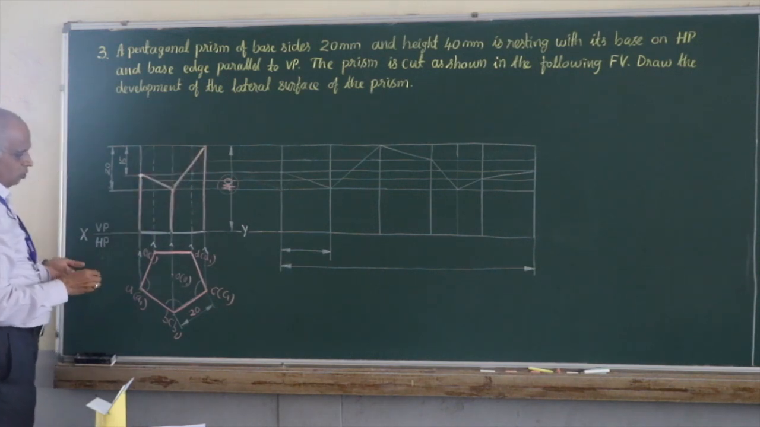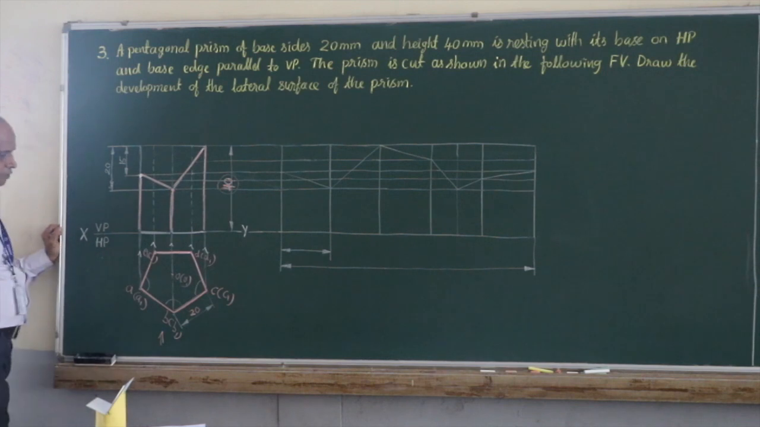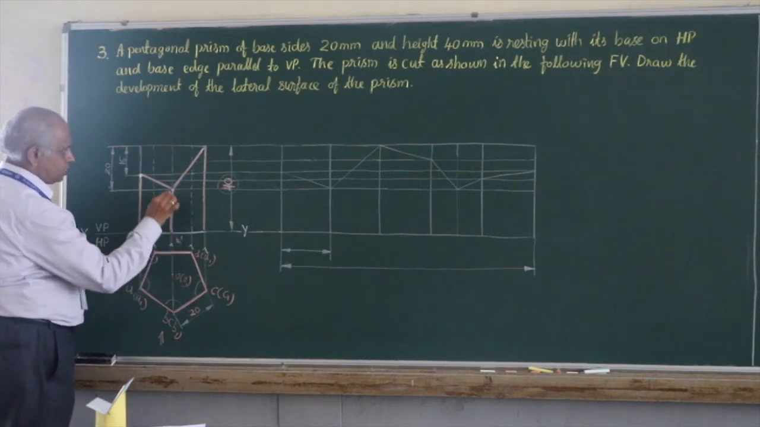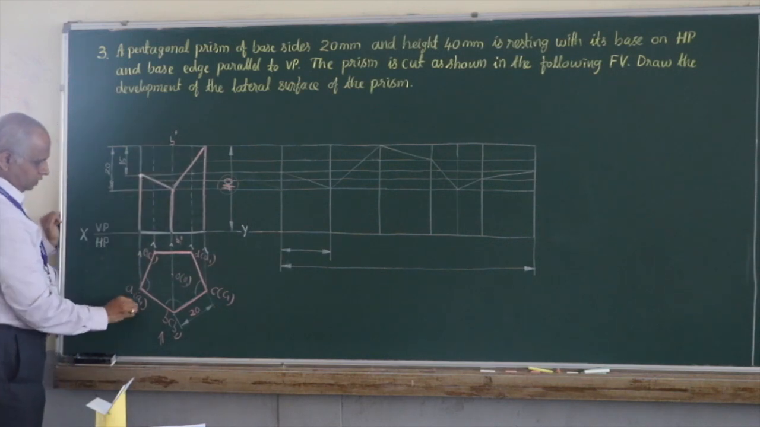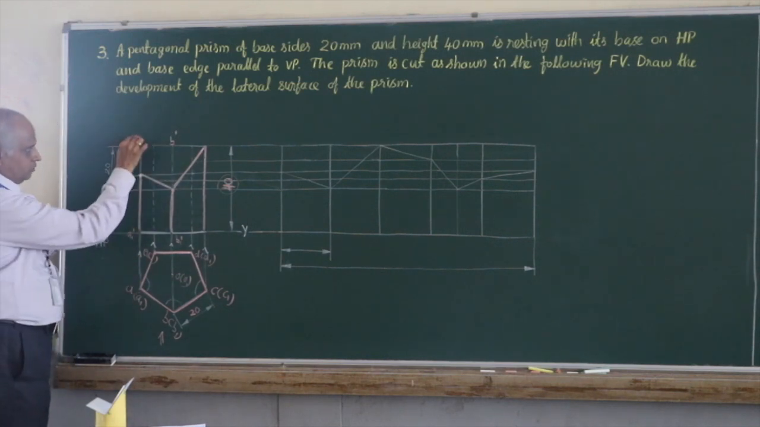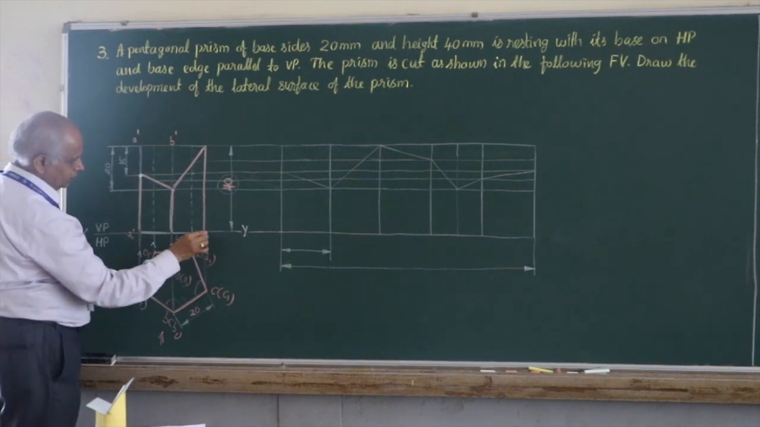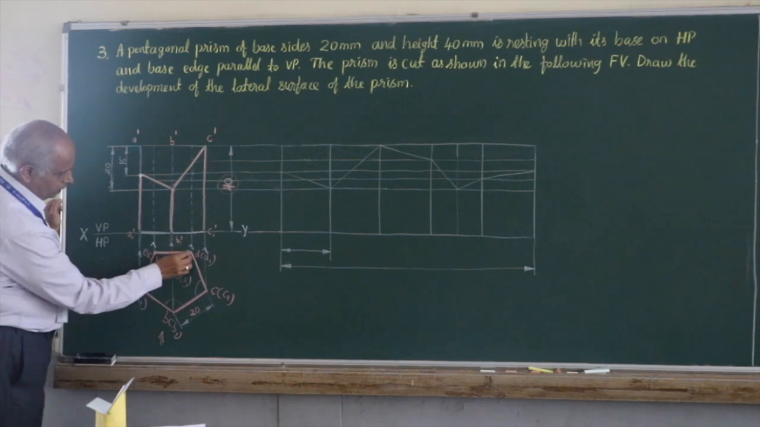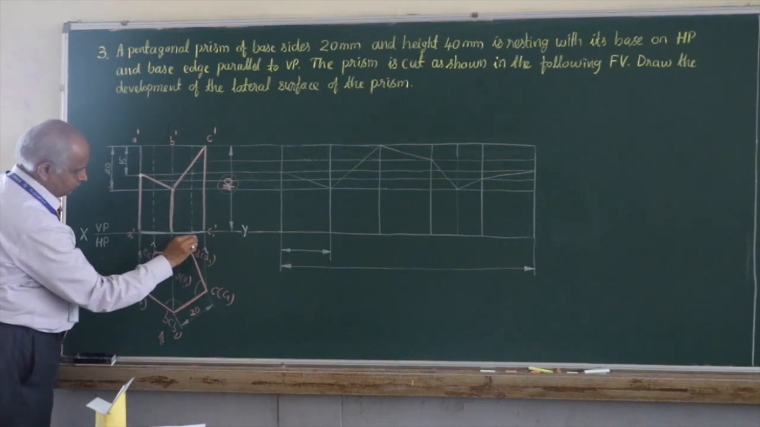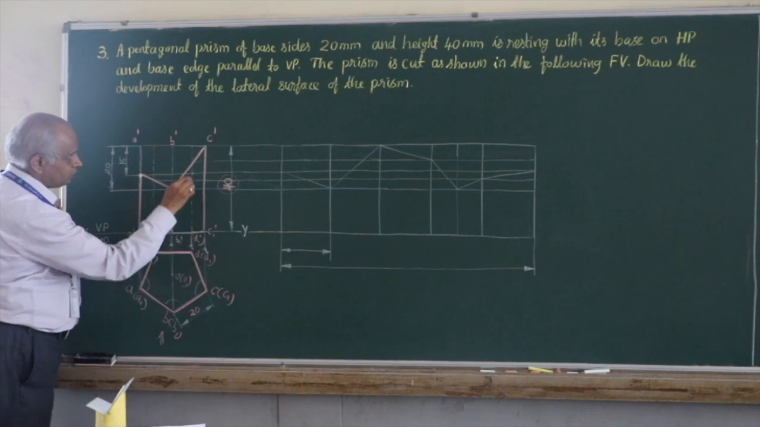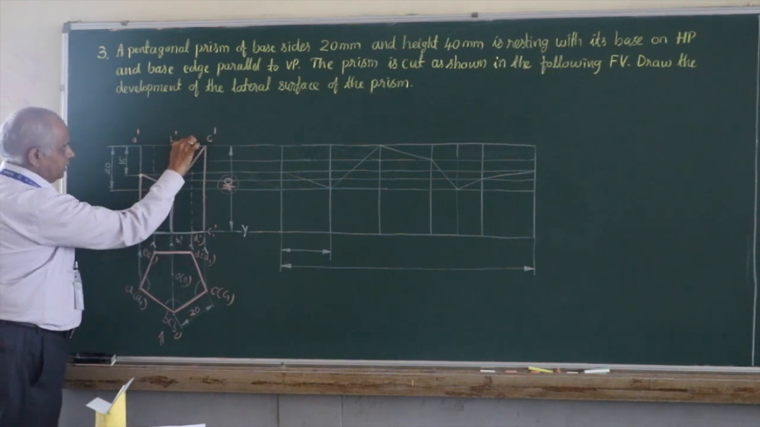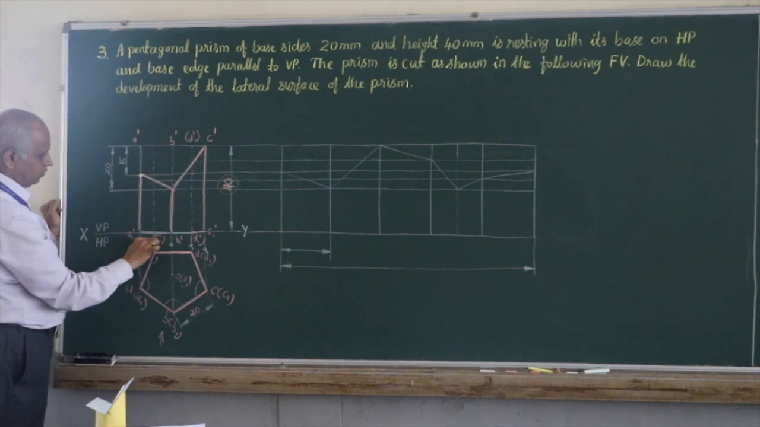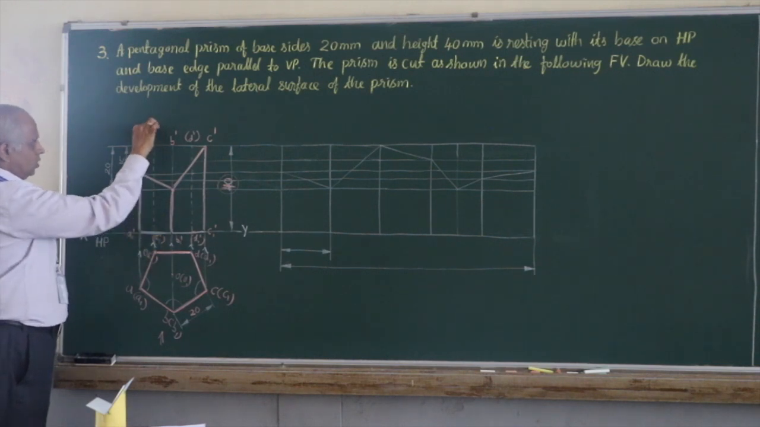Okay. And when you look from here, BB1 is visible. Therefore, this is B1 dash, B dash. This is A1 dash, A dash, and this is C1 dash, C dash. And here, invisible here is D1 dash and D dash. Similarly, here E1 dash is invisible and E dash is also invisible.